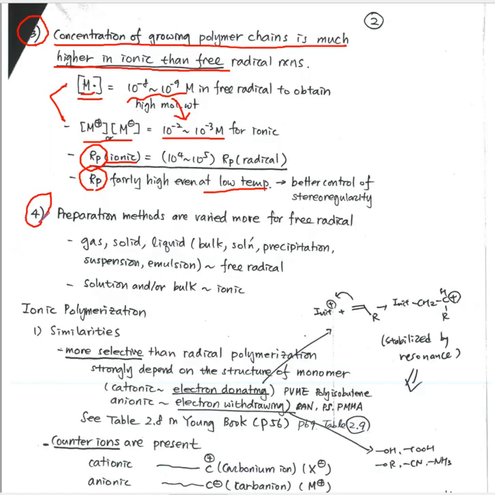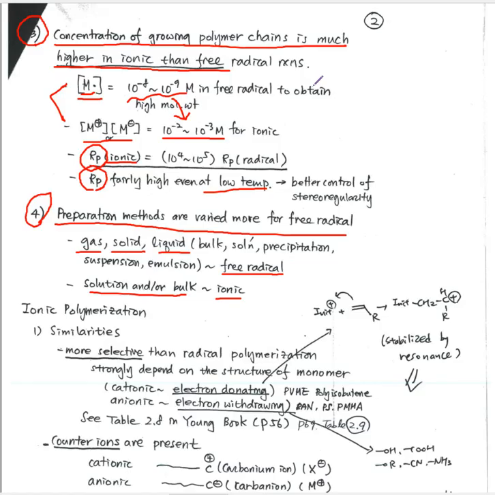Fourth difference is the preparation method, which is different. So we haven't learned about this processing condition for polymerization, but anyhow we learn about this at the end of this semester. For free radical, gas phase, solid phase, even liquid phase can be used to make the polymers, but for ionic polymerization only the liquid phase is generally used.